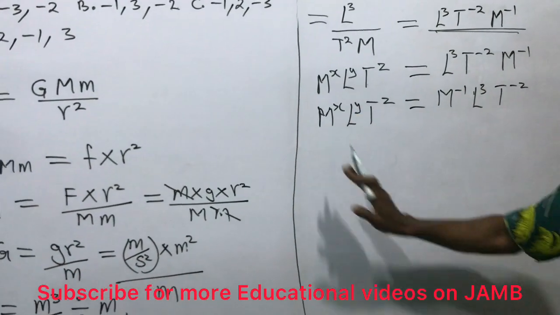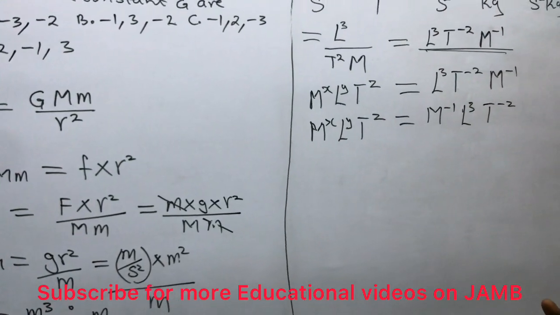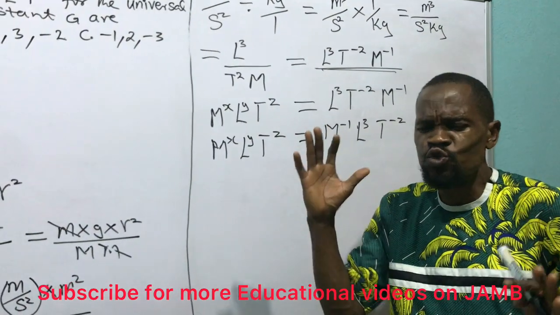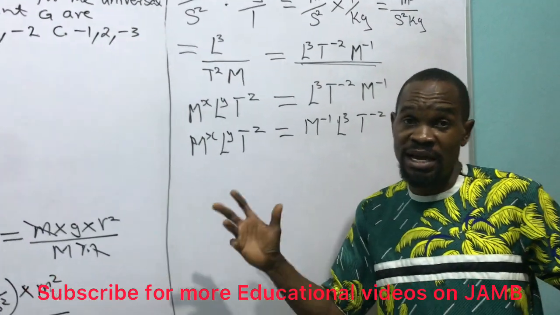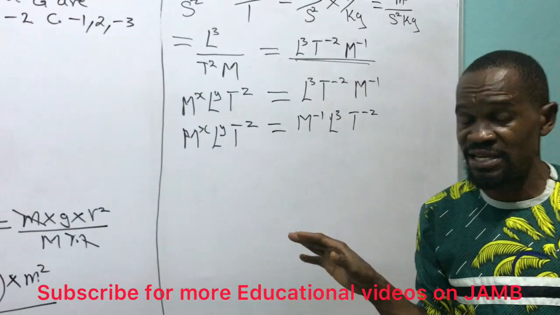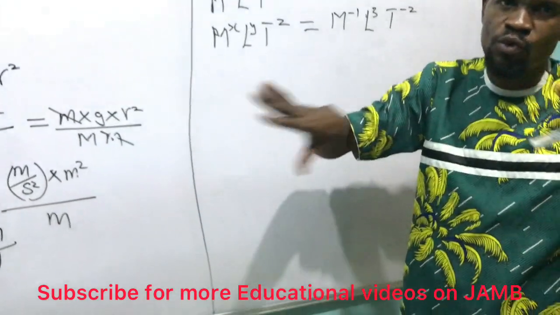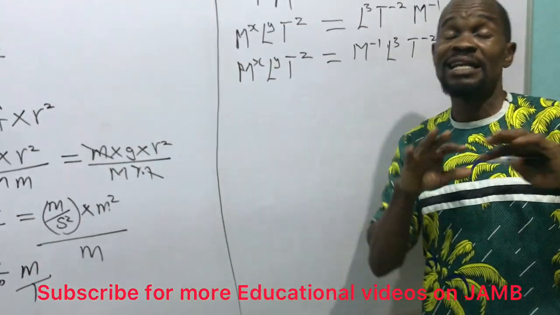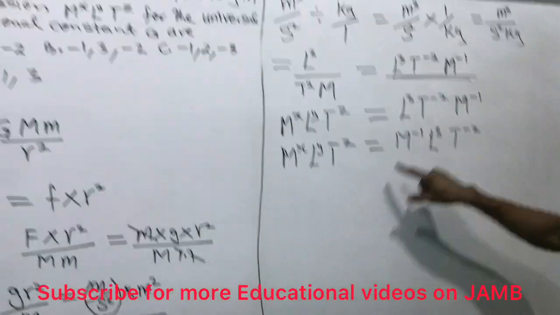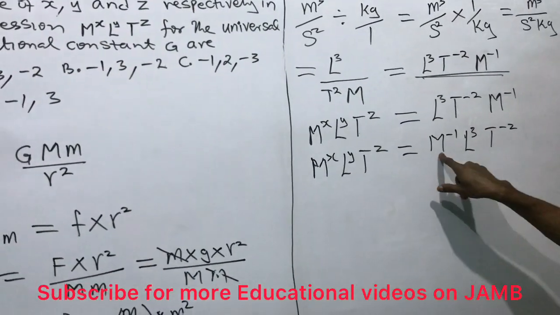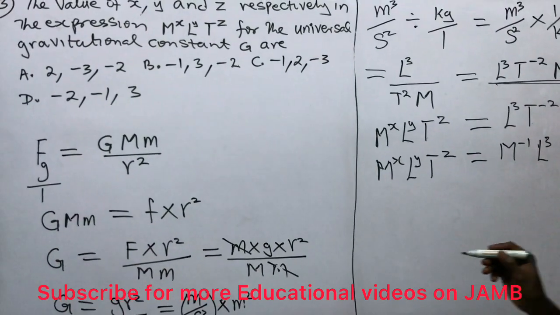And since they have the same base, remember that this equation said that if we can make the two sides of the equation of the indices to have the same base, automatically their power is equal. If we can make the two sides of the equation to have the same base, automatically their power is equal. Therefore, I look at them, they have the same base MLT, so automatically their power is equal. And now I have to equate it.